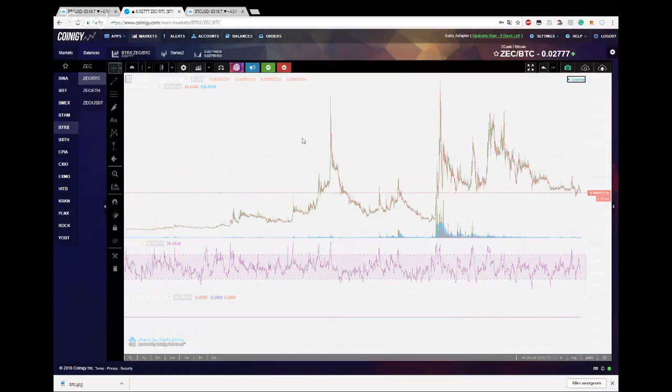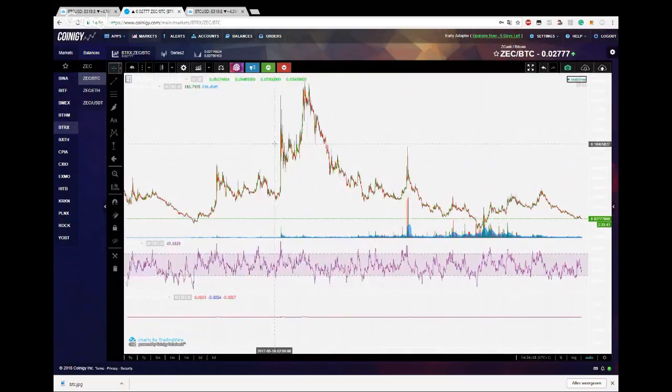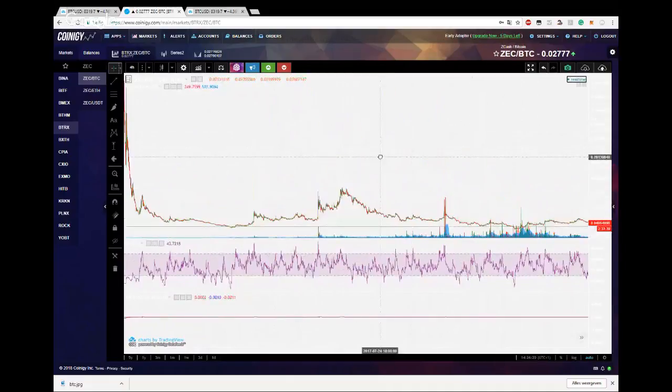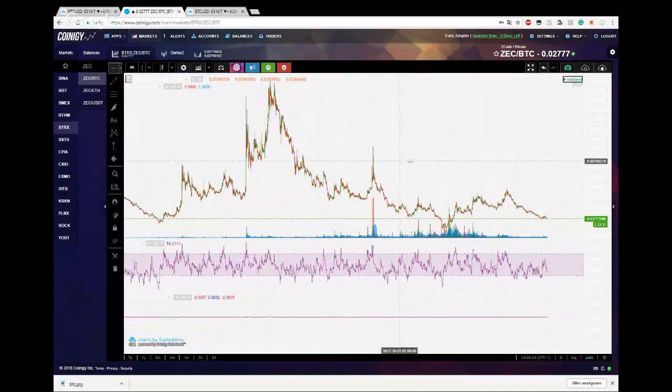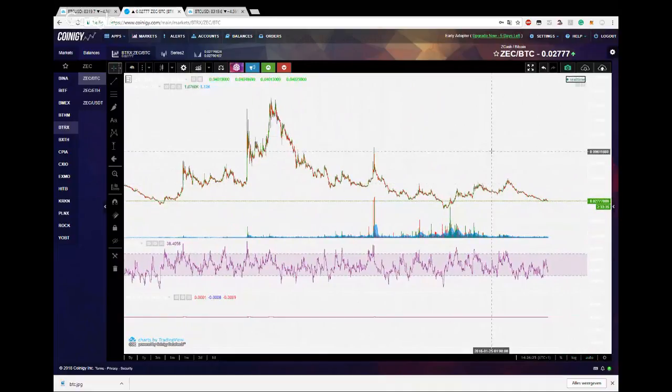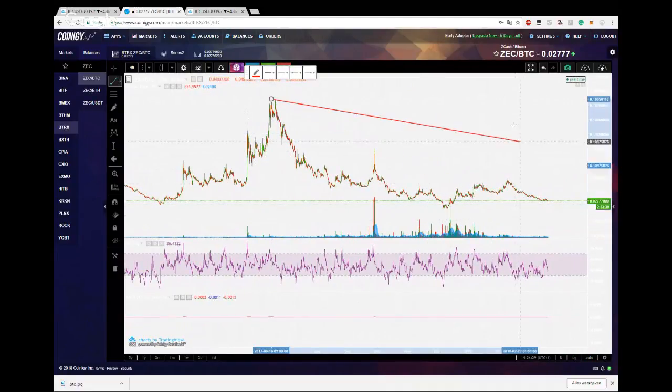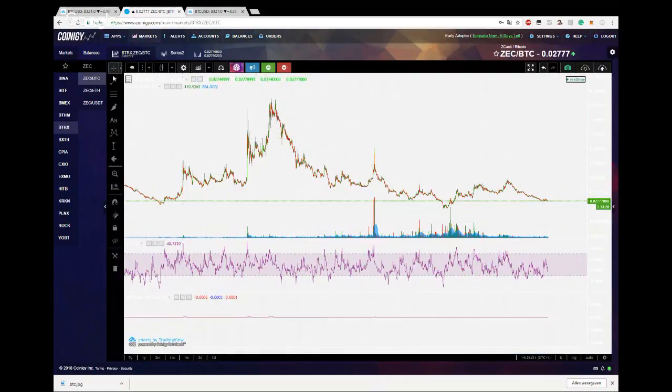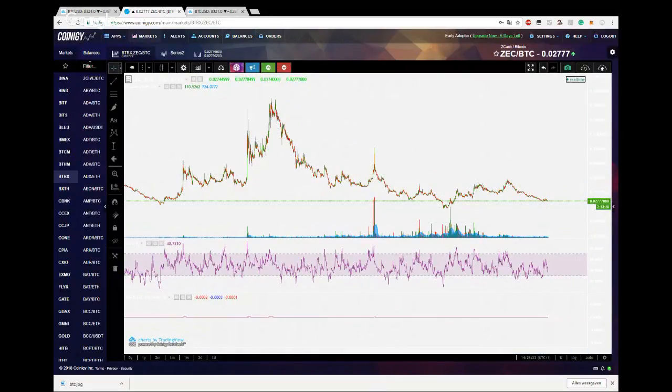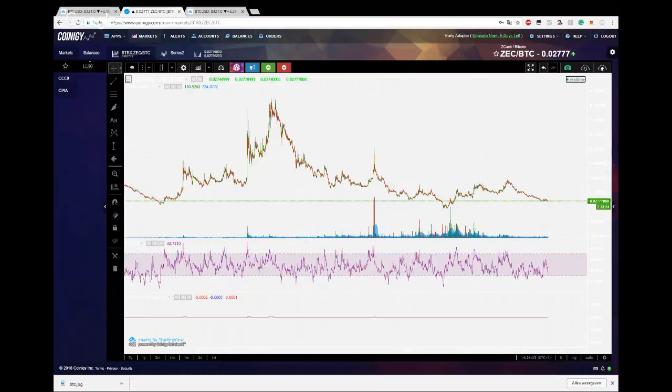Same here, ZEC. I always tell everyone stay away from this stuff. Just look at this chart. This doesn't make any sense here. No supports, no nothing. So, sucks, but that's just the way it is.